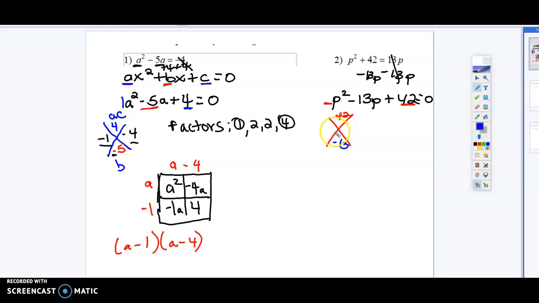So what two numbers can I multiply together to give me 42? Let's list out factors of 42: 1, 2, 3, 21, 42, 6, 7. Which one of these can I add together to give me negative 13? Well, negative 6 and negative 7 give me negative 13. So now I'm going to do the box method.